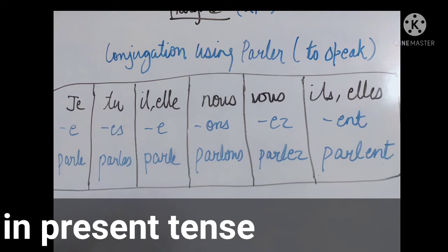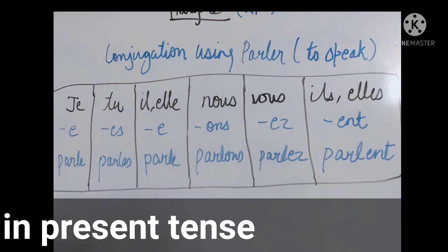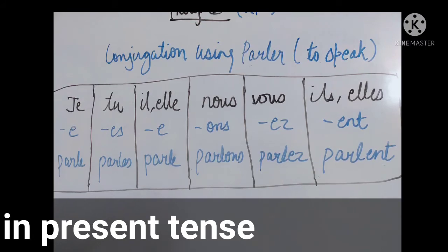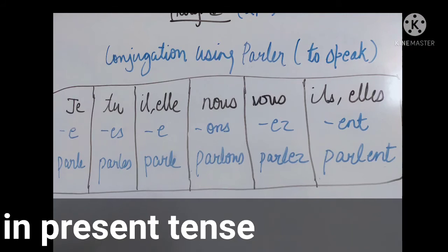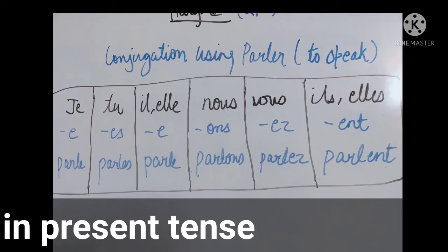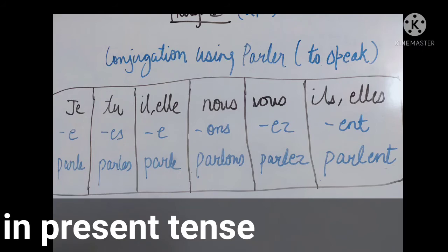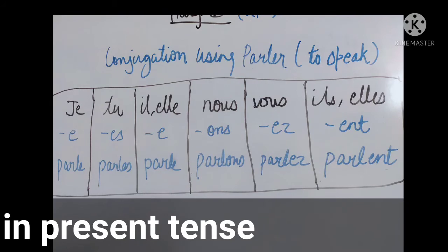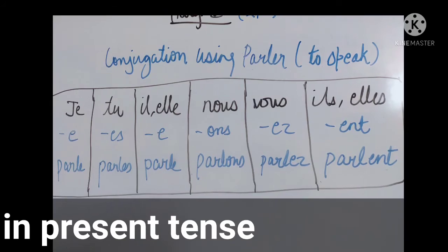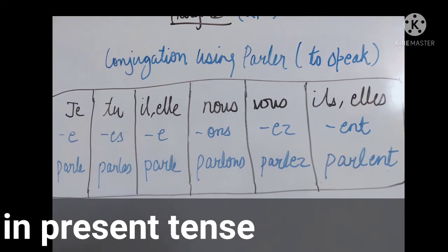Now, I would like to tell you that when we add e, es, e and ent, all four of them are silent. In the case of ER verbs, it is always silent. So we will pronounce all four of them the same way. And in the case of nous and vous, the pronunciation is different because in nous we add ons at the end of the verb, and in vous we add ez.